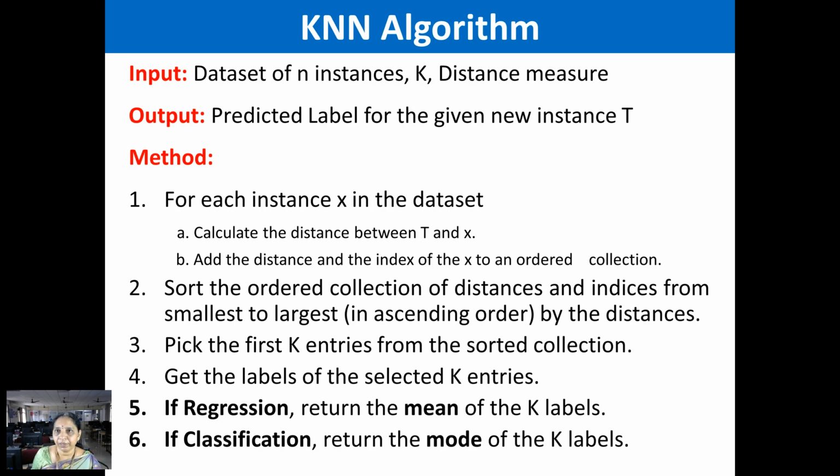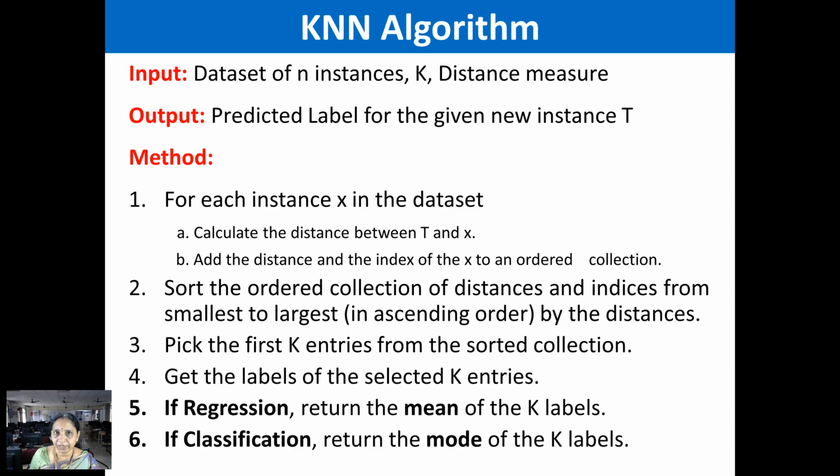Now based on this example, because we have already seen the examples, it is very easy for us to write the algorithm. We will see what the steps of the algorithm are. The input we need here is the data set with n instances, the value of k, that is how many neighbors we need to consider, and the distance metric, whether we want to use Manhattan or Euclidean. Actually we also have other distance metrics like Chebyshev distance, but mostly we use either Euclidean or Manhattan distance. And the output is the predicted label for the given new instance T.